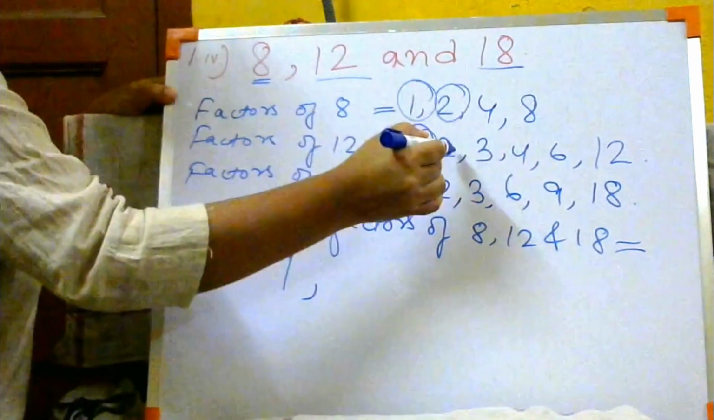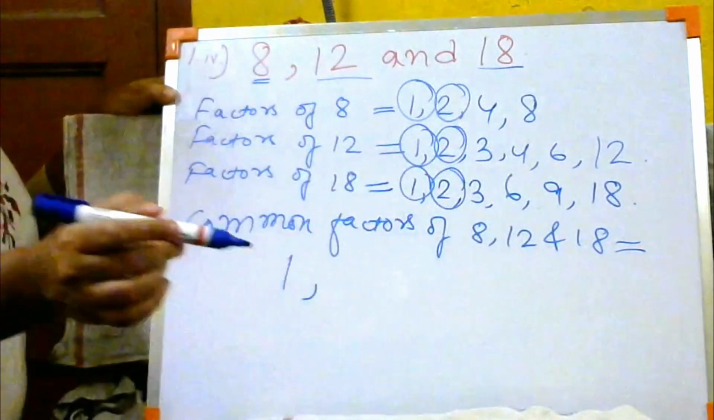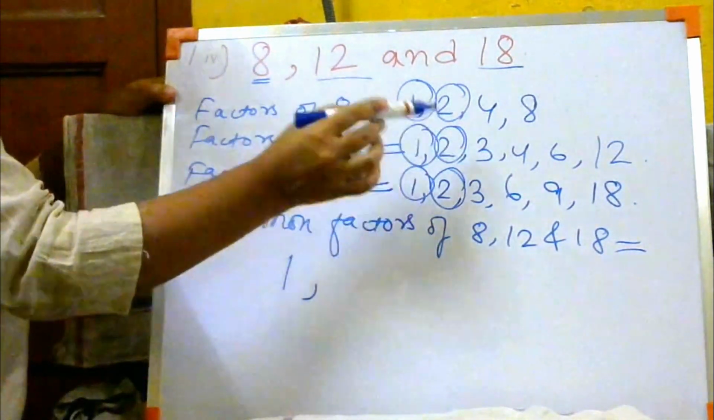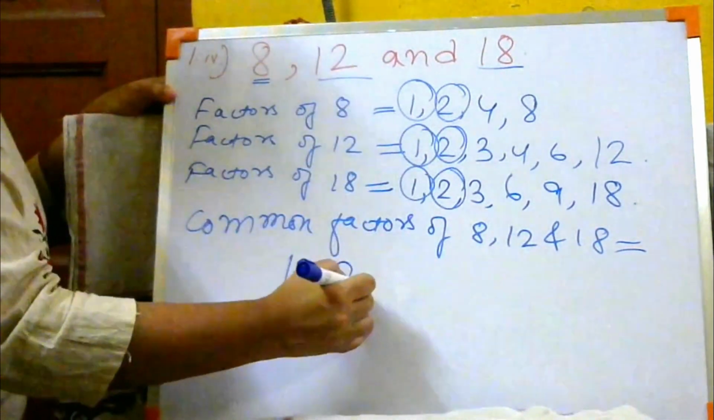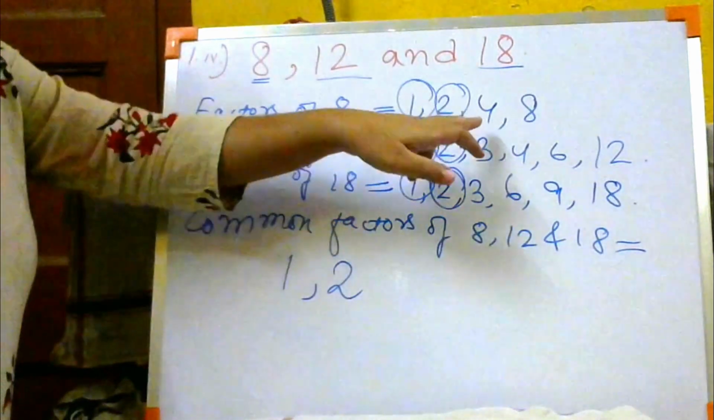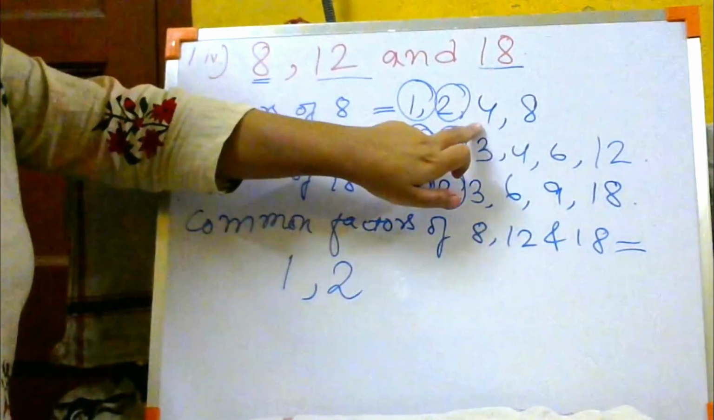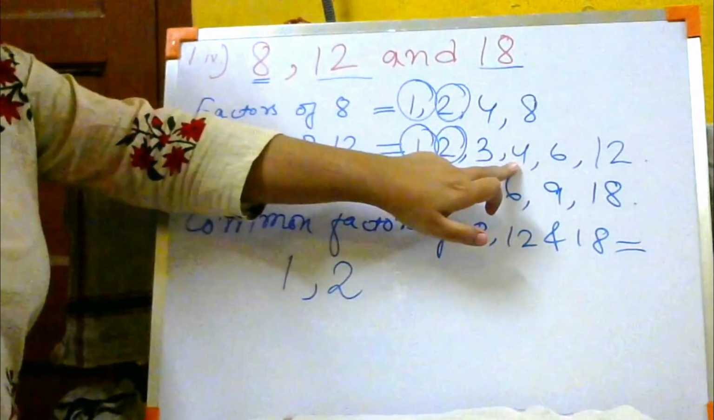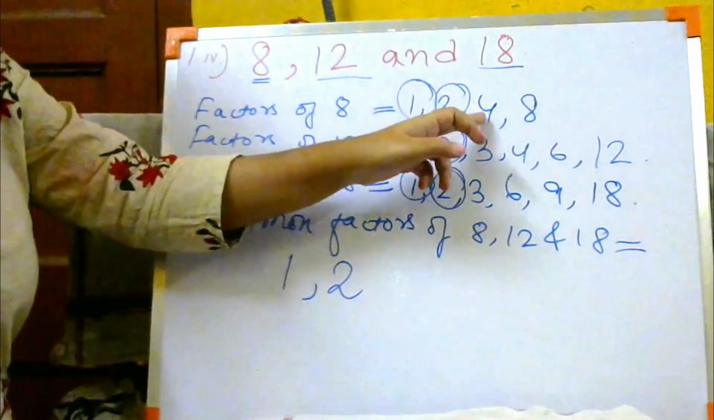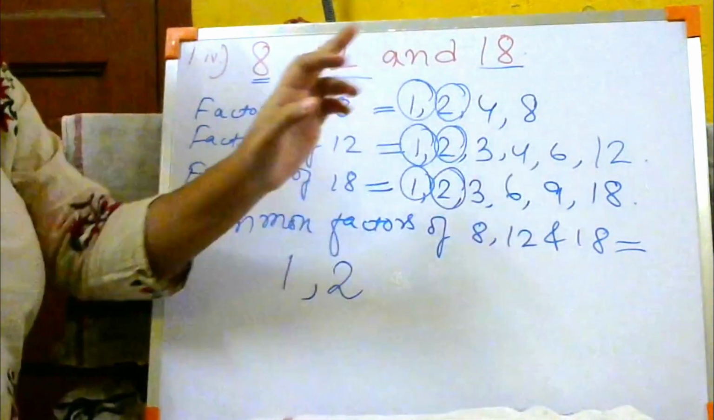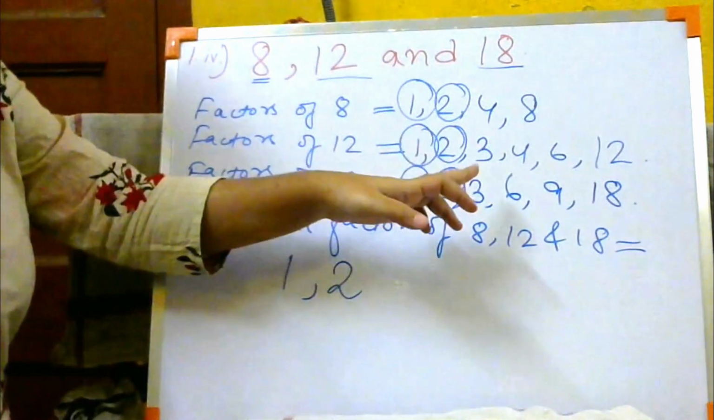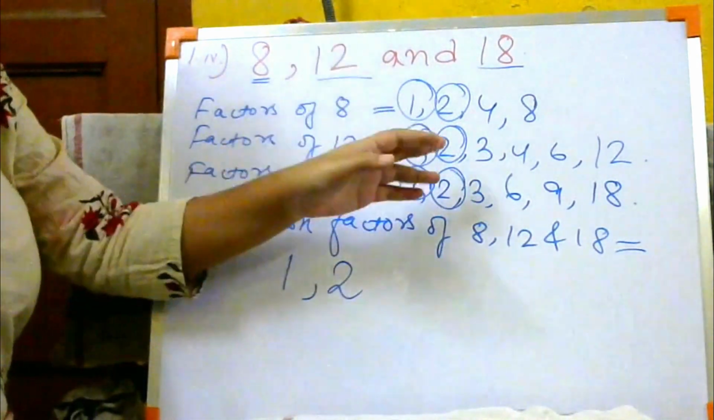Look, 2 is common here, in all three 2 is common. Now you cannot say, ma'am, just let me write this over here, 2. Now see, 4 is over here, 4 is in this one over here also. Factors of 8 also has 4, factors of 12 also has 4. But does factors of 18 have 4? No, it does not. So it is not a common factor.